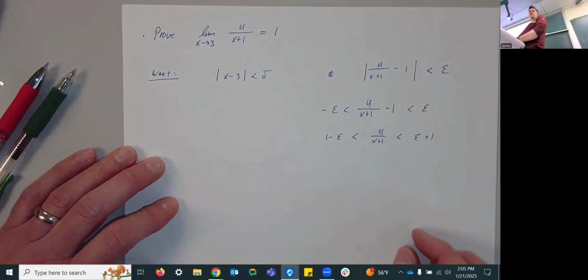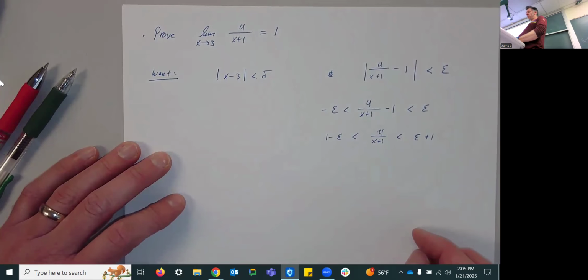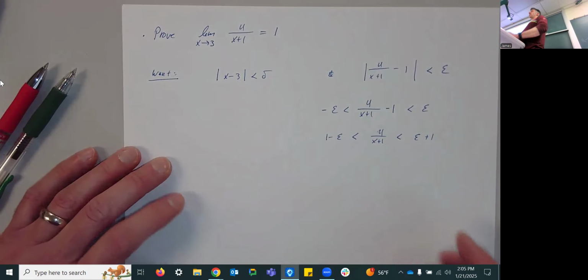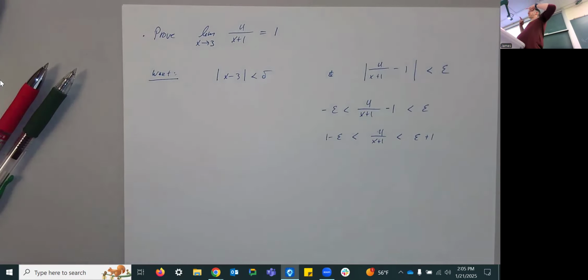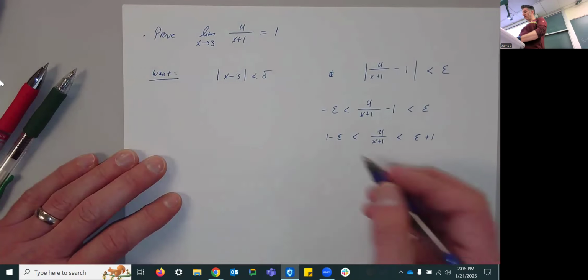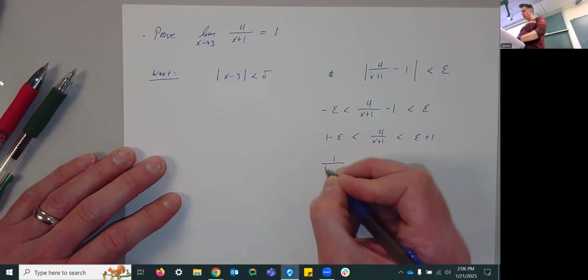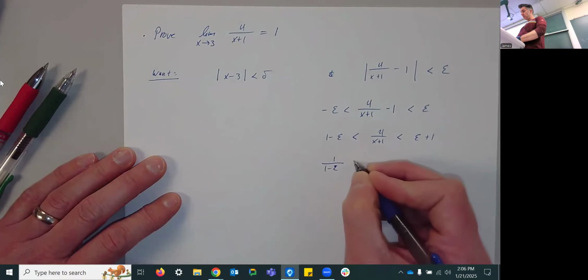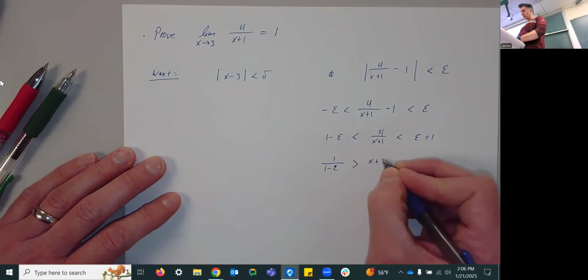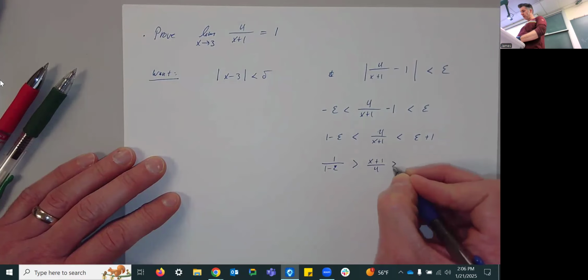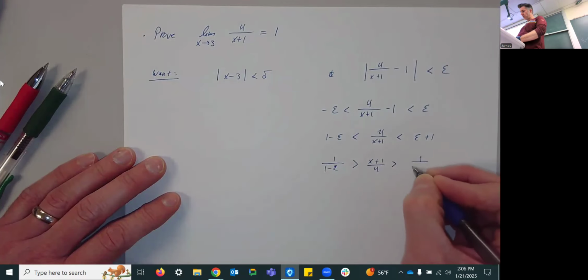Now what? So here's what we typically do at this juncture. If you have an x in your denominator, we typically take the reciprocal of every side. I'll remind you that when we take the reciprocal with an inequality, it changes the order of the inequality. Right? 2 is less than 3, but 1/2 is bigger than 1/3. So if we take the reciprocal of everything here, we're going to have 1 over 1 minus epsilon is bigger than x plus 1 over 4 is bigger than 1 over 1 plus epsilon.